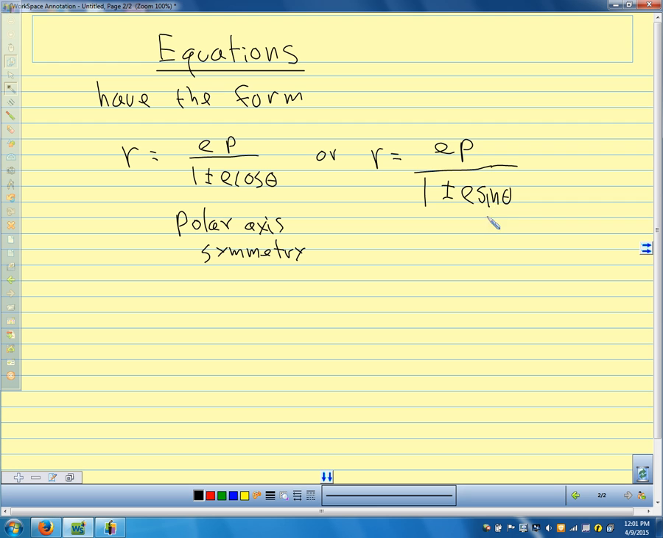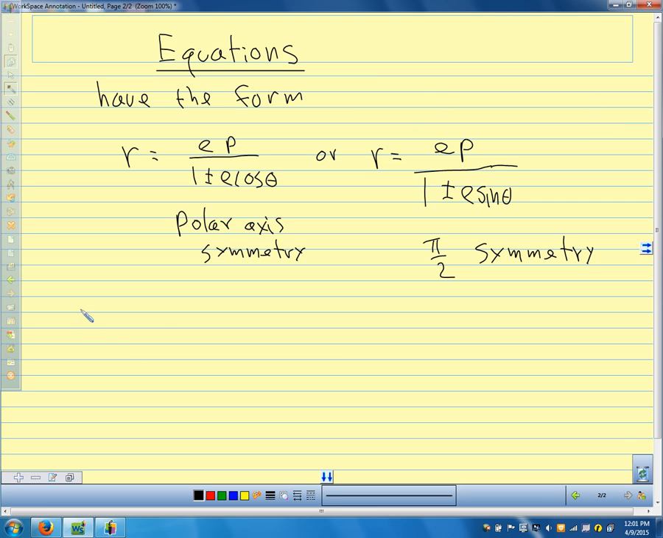And since this is a sine function, that's going to have pi over 2 symmetry. So the polar axis symmetry is going to give us a horizontal axis for our conic sections, and pi over 2 symmetry is going to give us a vertical axis. So that's the difference between the cosine and the sine versions of the formula. One gives us a horizontal axis, the other gives us a vertical axis. And we get all that information just from the form of the equation.